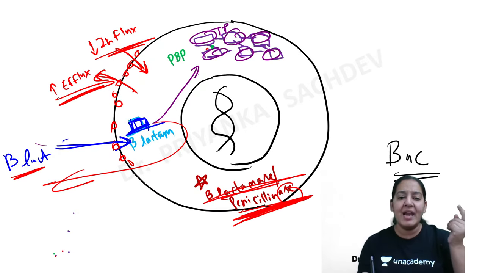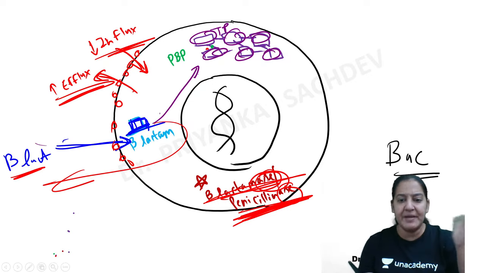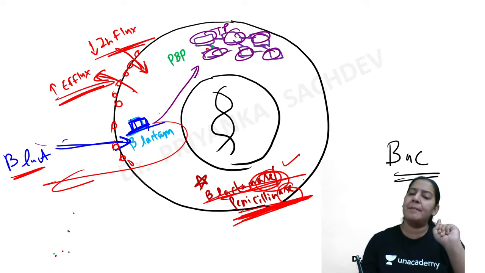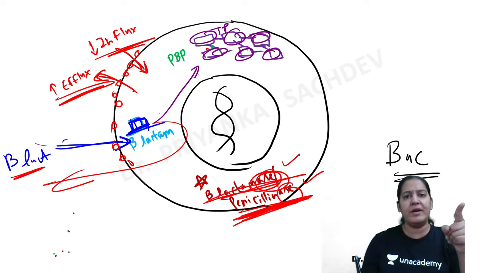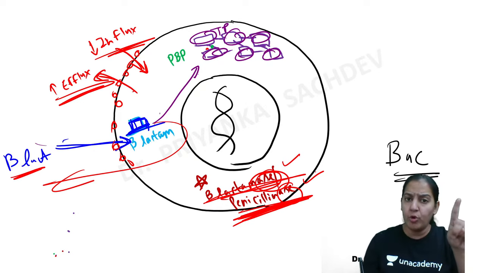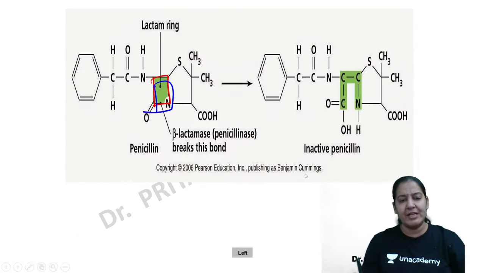Penicillinase or beta lactamase, it will degrade the beta lactam ring of the penicillin. Whatever, one and the same thing. Beta lactamase ya penicillinase ka matlab ek hi hai, the same enzyme. Ya to wo penicillin ko degrade kar raha hai ya penicillin ke andar ki beta lactam ring ko degrade kar raha hai. As I have told you, for the functionality, beta lactam ring is very important.